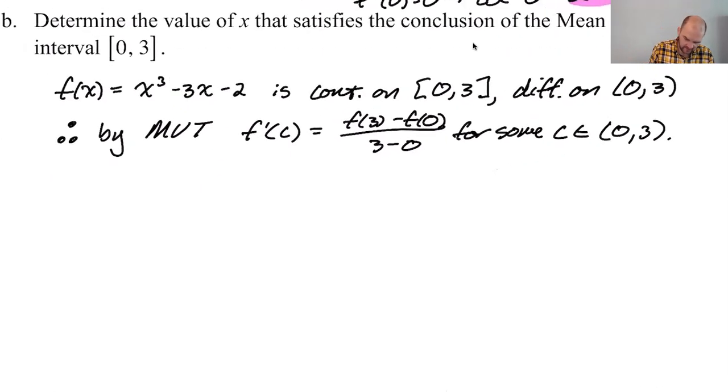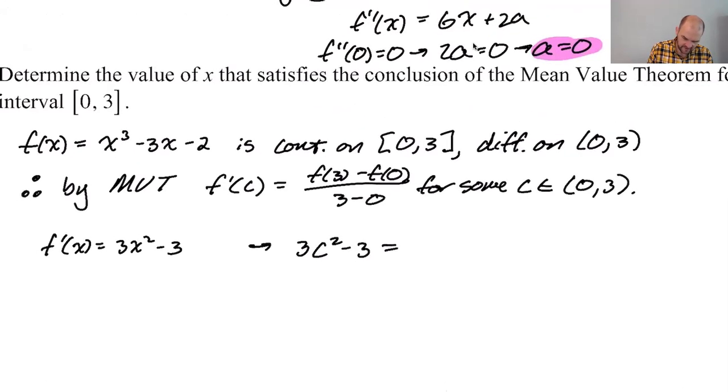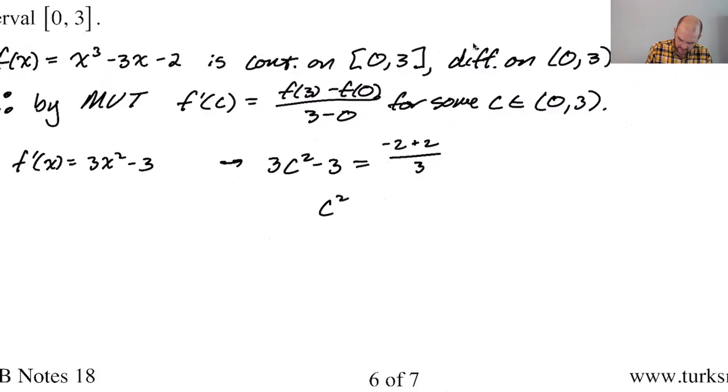So f prime of x is 3x squared minus 3. So 3c squared minus 3 equals, what's f of 3? 9 minus 9 minus 2, negative 2. f of 0 is also negative 2. So negative 2 minus negative 2 is plus 2, and then over 3, but that's just 0. So c squared is 1. So c is plus or minus 1.